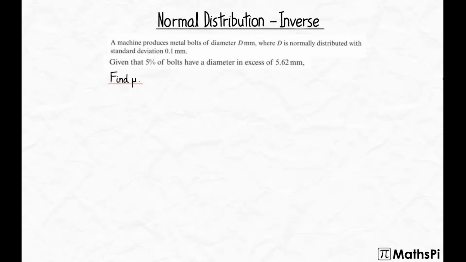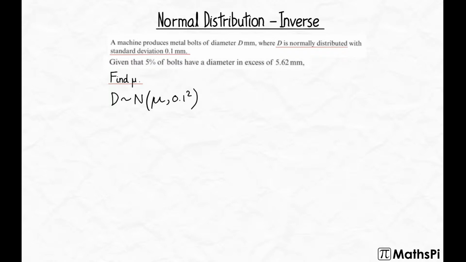In the question here, they've defined the variable as d, and it says that d is normally distributed, and they have given us the standard deviation. So we can define our variable here. D is normally distributed. The mean is unknown, so we just put it as mu, and the standard deviation is 0.1. So here we put in the variance, which is 0.1 squared.